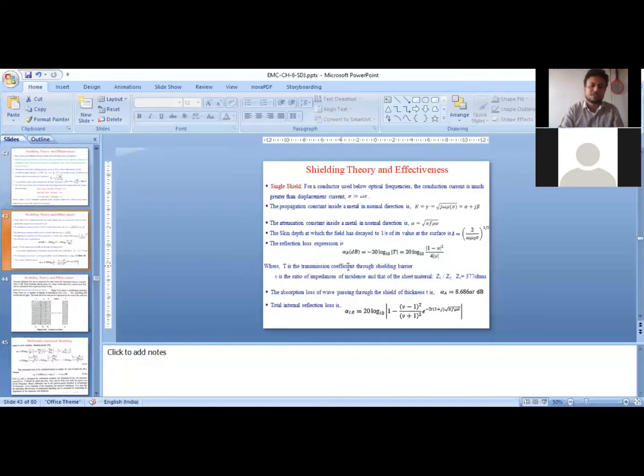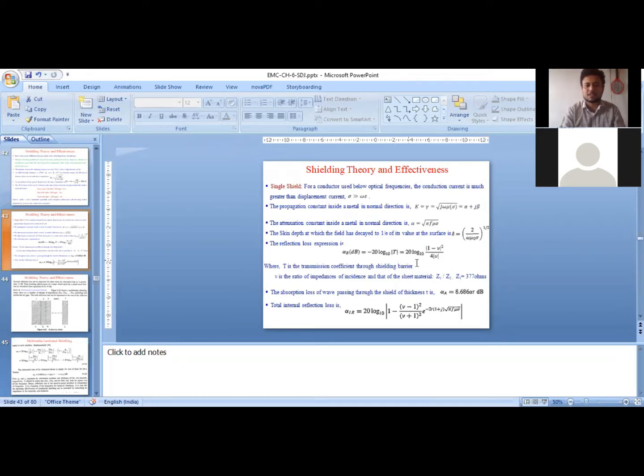So what is the definition of the reflection loss? Reflection loss is minus 20 log of transmission coefficient. What is transmission coefficient? That is 1 minus reflection coefficient. What is reflection coefficient? Z2 minus Z1 divided by Z2 plus Z1. So you can calculate transmission coefficient, that will come around 2Z2 by Z1 plus Z2.